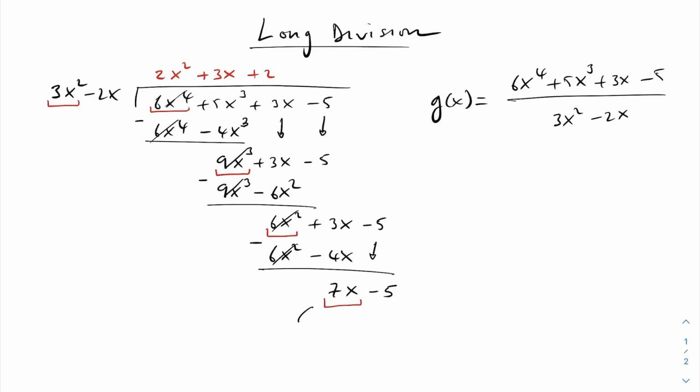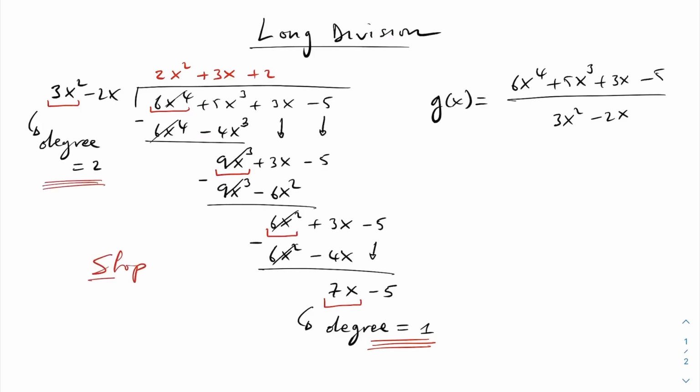And as you can see here, this 7x has a degree of 1, while the leading term of the divisor has a degree of 2. Whenever your updated dividend here has a degree that is less than the degree of the divisor, you have to stop. You're basically done with the division.